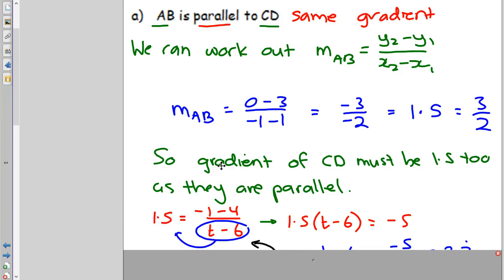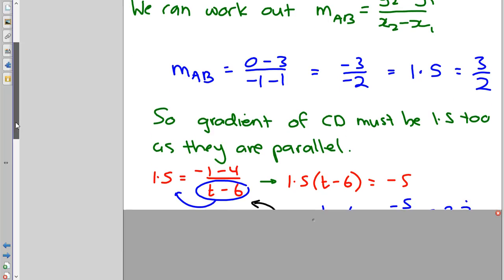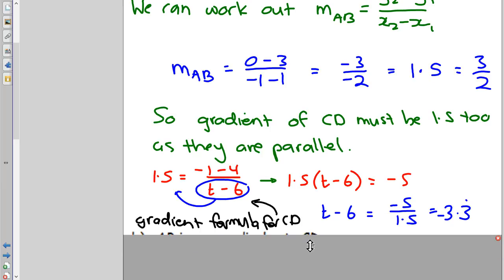So take the gradient formula, so y2 minus y1, this is using CD. y2 minus y1 over x2 minus x1. If you had it equal to 3 over 2, that might actually even be better. Have it set equal to 3 over 2, and then you could just cross multiply. Bit easier, good to practice your cross multiplication too, so maybe you want to do that instead. I just happened to set it equal to 1.5.